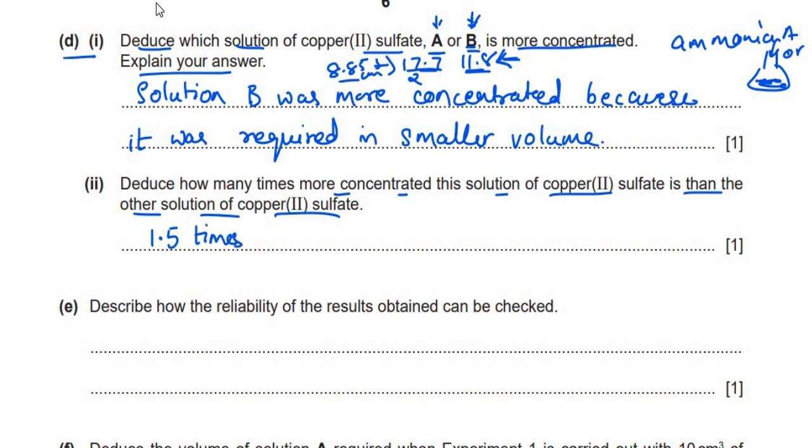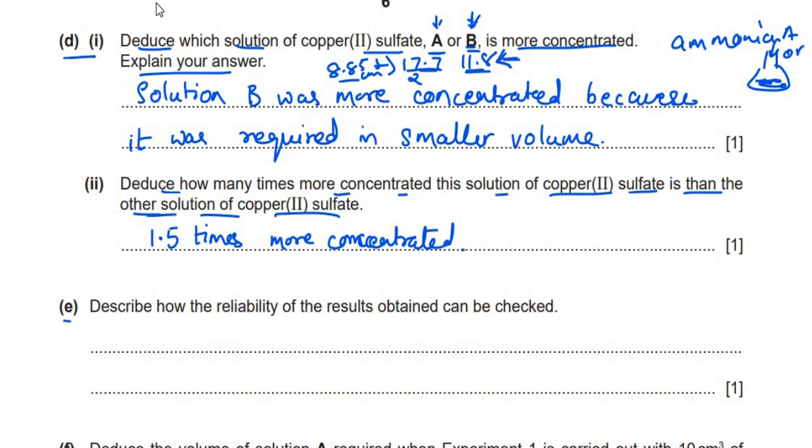So let's read the question again. It says, how many times more concentrated this solution of copper sulfate is than the other solution. So we can say that it is 1.5 times more concentrated. What is 1.5 times more concentrated? Solution B is 1.5 times more concentrated than solution A.